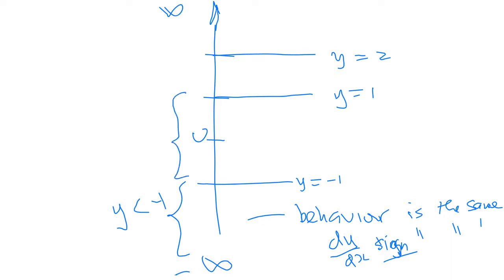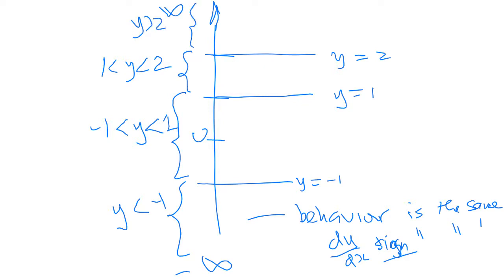And then we have the next region where y is in between -1 and 1. The behavior of the solutions is similar; the sign of the derivative is the same. And then we have 1 less than y less than 2. The sign of the derivative is the same in that region. And then we have y greater than 2. So by just introducing the three null-clients, they have subdivided the values of y from -infinity to infinity into 4 sub-regions.